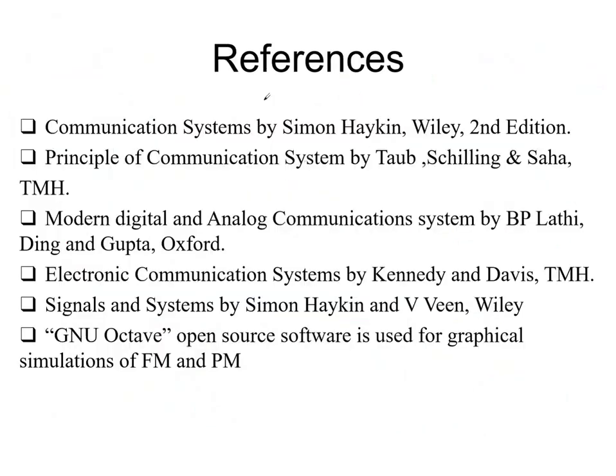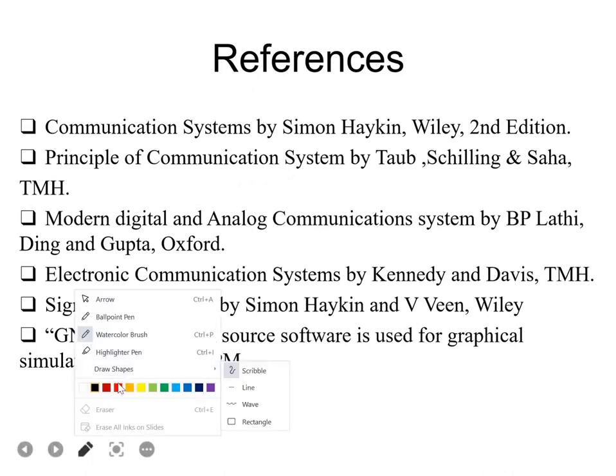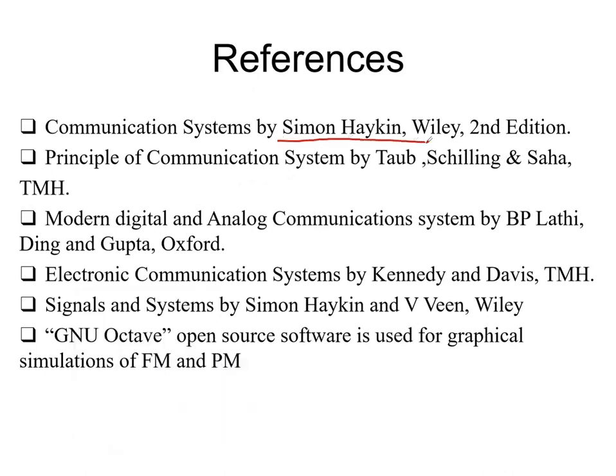And that's it, students. These are the references. You may go through these textbooks, which are very standard. Communication Systems by Simon Haykin, second edition. Then Herbert Taub, Donald L. Schilling and Gautam Saha, Tata McGraw Hill edition. Then Modern Digital and Analog Communication Systems by B.P. Lathi and Z. Ding, Oxford publications. Then Electronic Communication Systems by Kennedy and Davis, also Tata McGraw Hill edition. Then you require some basics of signals and systems for drawing the spectrums and other things, for which you may refer to Simon Haykin and Van Veen, also Wiley publishers.